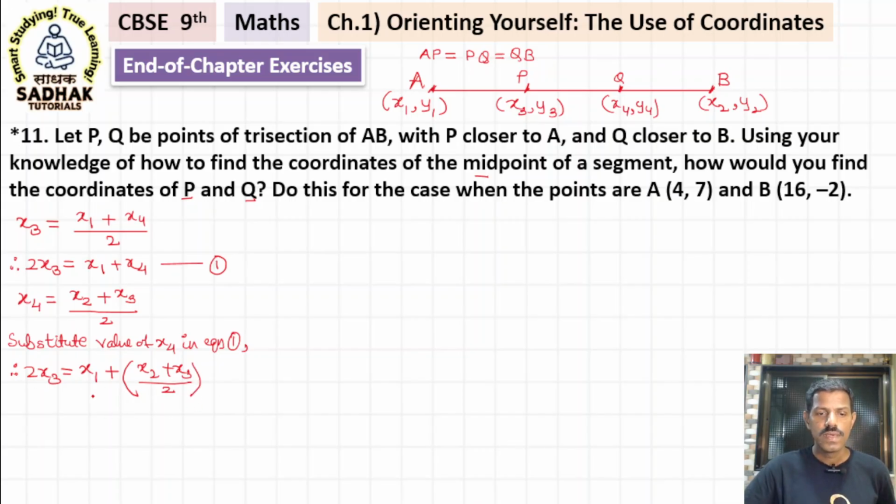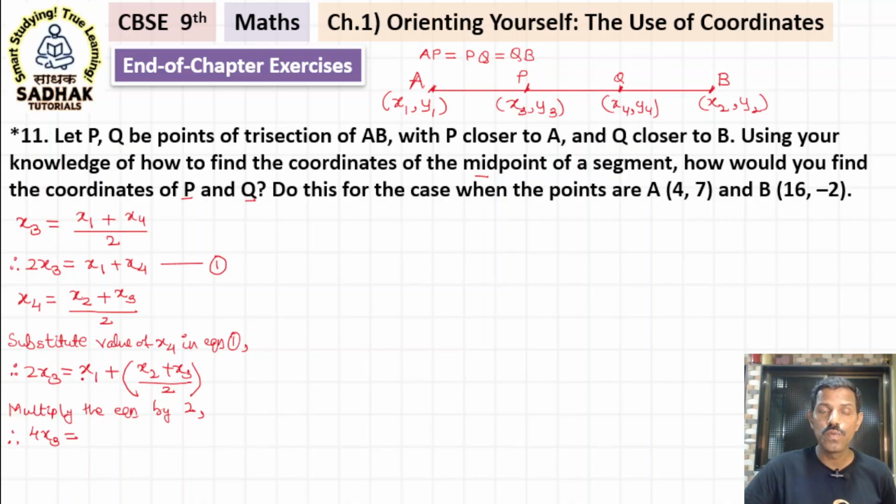Now we don't want this 2 in the denominator. So what will we do? Let us multiply the equation by 2. So when we multiply the entire equation by 2, on the left hand side 2 multiplied by 2x3 will give us 4x3.